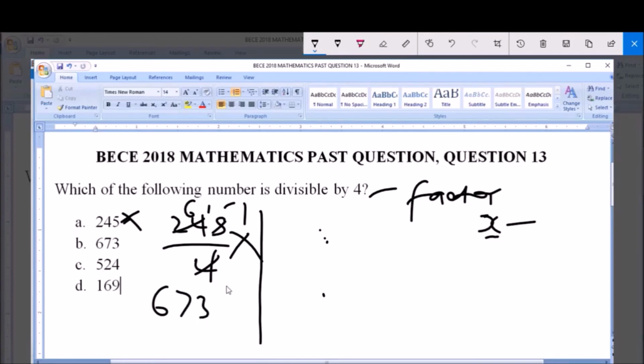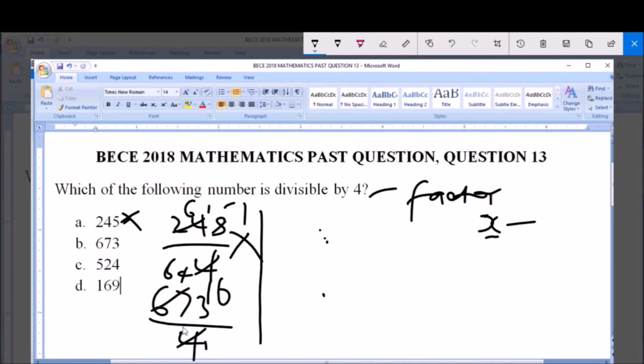673. Now we're going to check if 673 can be divided by 4. So 673 over 4. Now 4 will go into 67 sixteen times, and that will be 64. 4 will go into 7. 16 times 4 is 64.